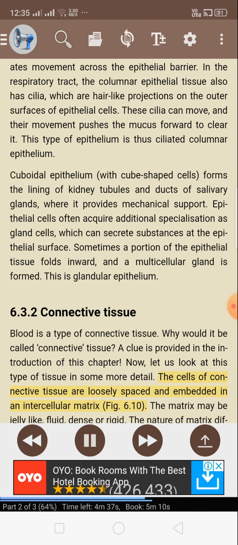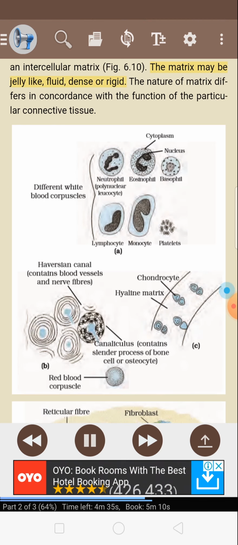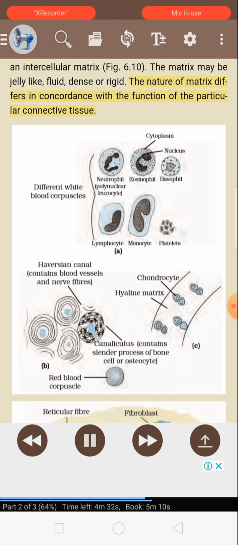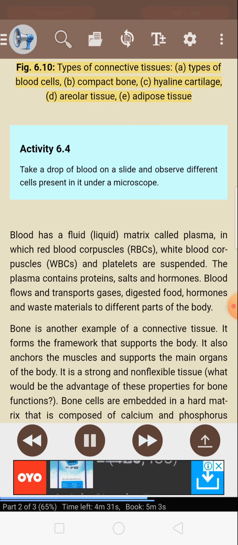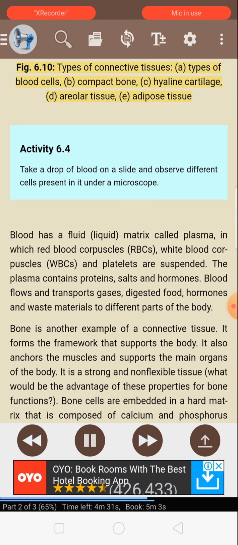The cells of connective tissue are loosely spaced and embedded in an intercellular matrix. Figure 6.10. The matrix may be jelly-like, fluid, dense, or rigid. The nature of the matrix differs in accordance with the function of the particular connective tissue. Figure 6.10. Types of connective tissues: A, blood cells; B, compact bone; C, hyaline cartilage; D, areolar tissue; E, adipose tissue.